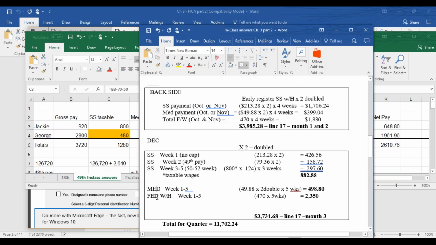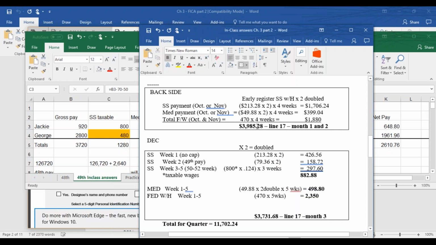Now Medicare and federal withholding are almost identical to what they were up here. The only difference is we now have 5 weeks instead of 4. So we're still using 49.88 because there was no cap. Everything's the same month to month. We're going to double that times 2 and then times 5 weeks. So each week we're going to have just under $100 times 5 weeks brings us 498.80.